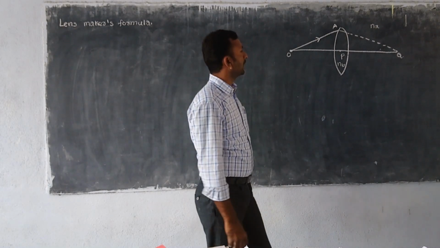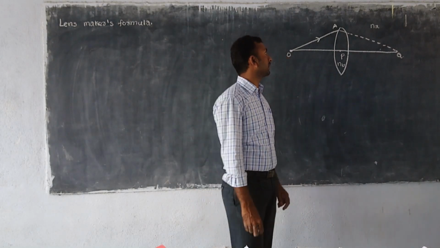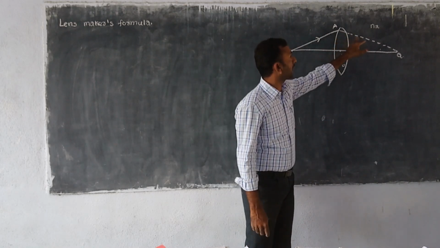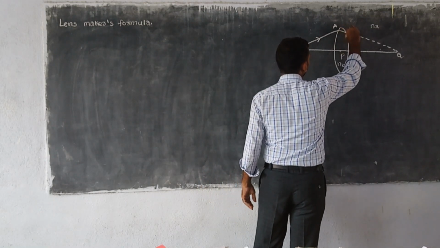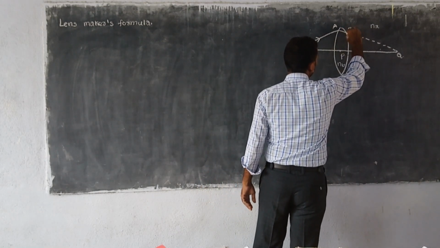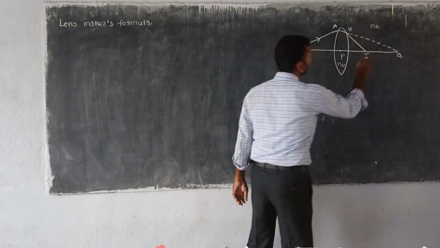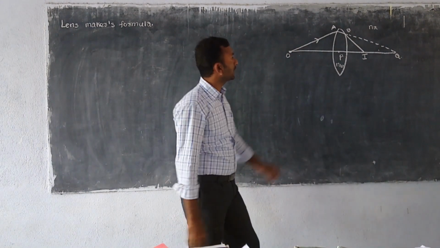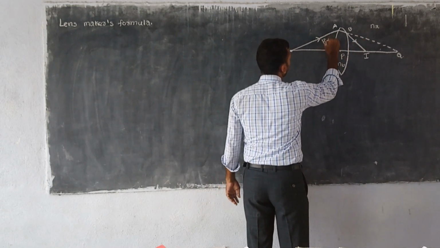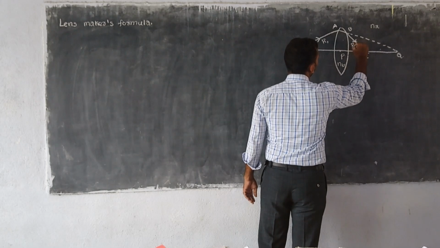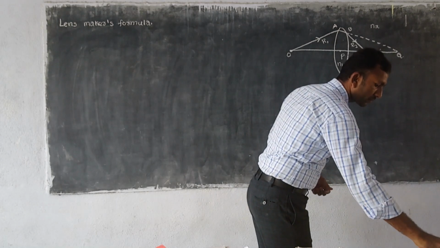For every lens, how many curved surfaces will there be? We have two curved surfaces, and here we have taken only one refraction. Another refraction happens at point B, and the light ray goes in this direction and meets the principal axis at point I. So here we have two refractions; the radius of curvature of the first surface is R1 and that of the second surface is R2. This is the picture.